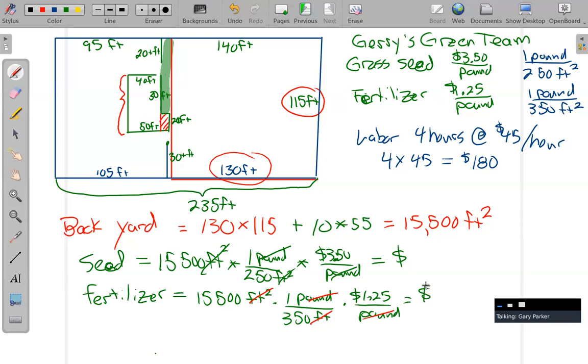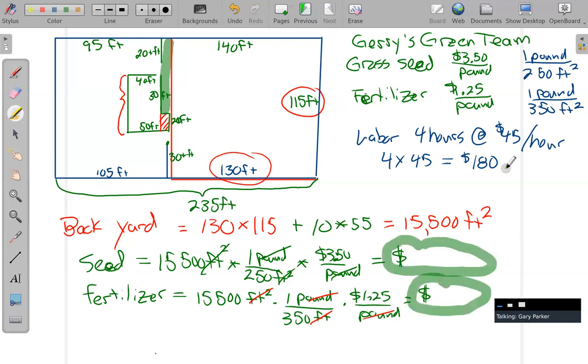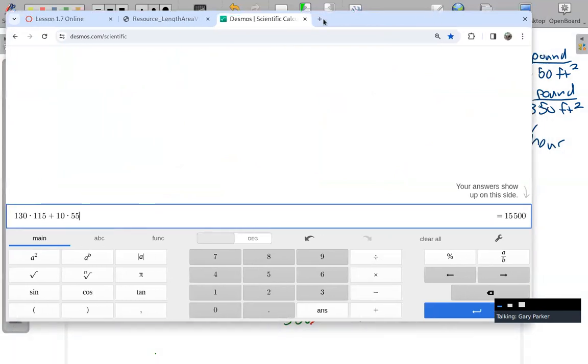So whip that out on your calculator. And then what we want is the total cost, which is going to be the grass seed, the fertilizer cost, and then the 4 hours of labor. So let's double check we have all the right information based on the problem.